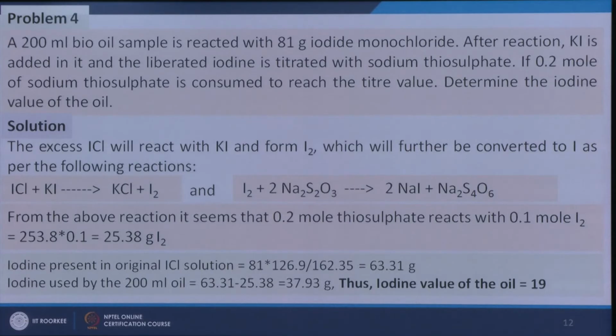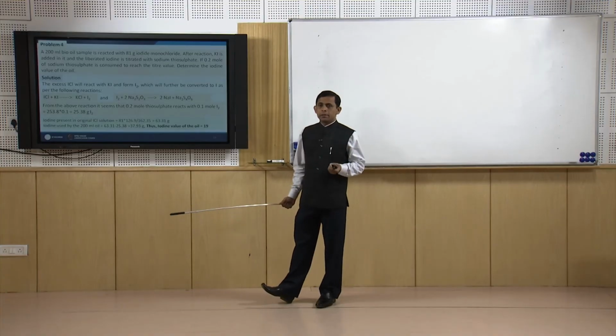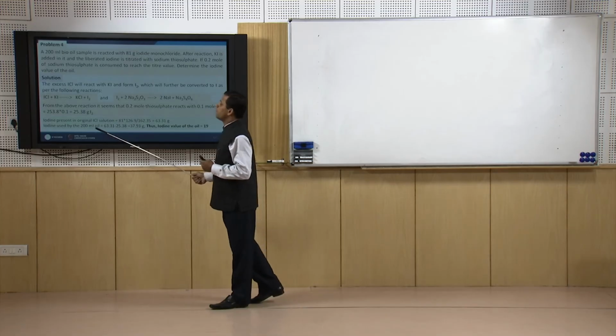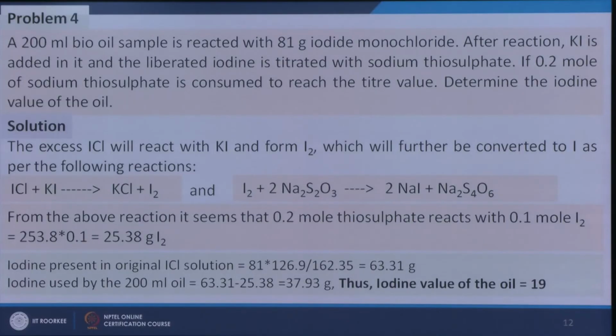So, we have to determine the iodine value of the oil on the basis of this information. What is the definition of iodine value of oil? Iodine value is the amount of iodine in gram used by 100 ml of oil. So, how much iodine in gram is used by the oil is our iodine value, and iodine value indicates the degree of unsaturation present in the oil.